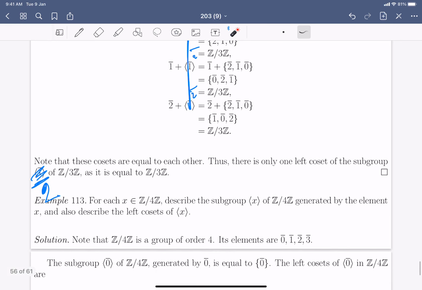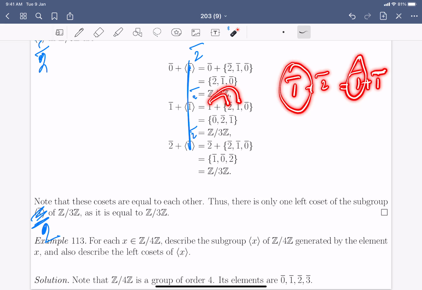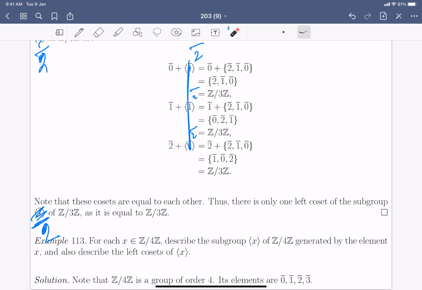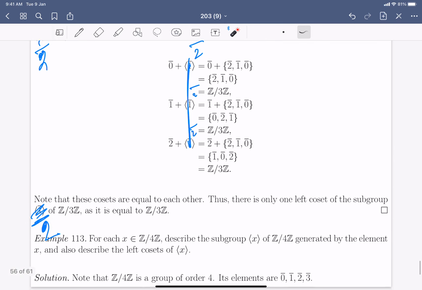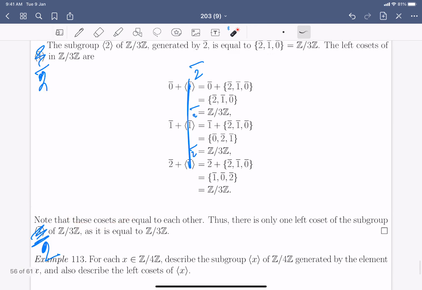Because, for example, if 1 bar plus 2 bar were the same as 1 bar plus 1 bar, then you can cancel the 1 bar from the left side to obtain that 2 bar is equal to 1 bar, which is not the case, right? So here this has to be Z mod 3Z. What I was trying to explain is that these cosets have to be equal.